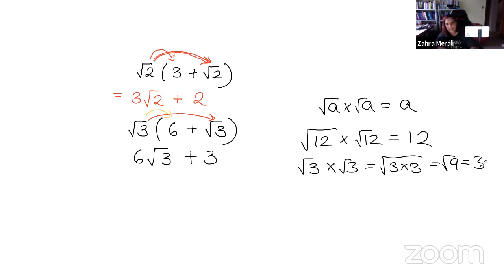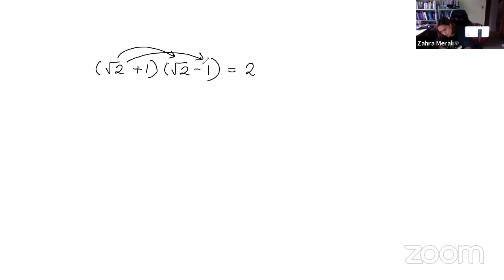Okay, so now let's look at double brackets. Regardless of the method you use, whether you use FOIL or whatever, it doesn't matter. Let's do one where it's a difference of 2 squares, but we don't necessarily need to. If you recognize that as a difference of 2 squares, well done. So that's root 2 plus 1 multiplied by root 2 minus 1. You're going to get root 2 times root 2, which gives you 2. Root 2 times minus 1, which is going to give you minus root 2. Then you've got 1 times root 2, plus root 2.